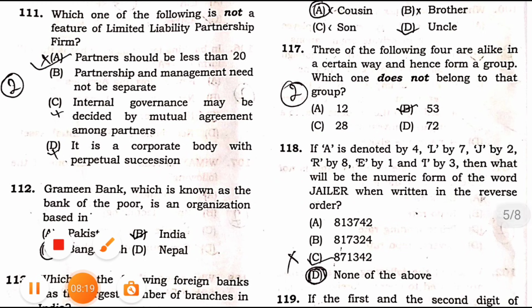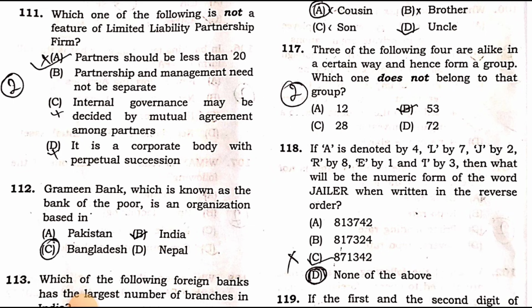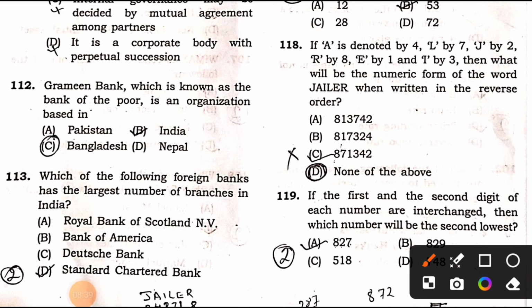3 of the following 4 are alike in a certain way and hence form a group. Which one does not belong to that group? 53 is the odd one. If A is denoted by 4, L by 7, J by 2, R by 5, E by 1, and I by 3, then what will be the numeric form of the word jailer when written in the reverse form? D is the correct answer.